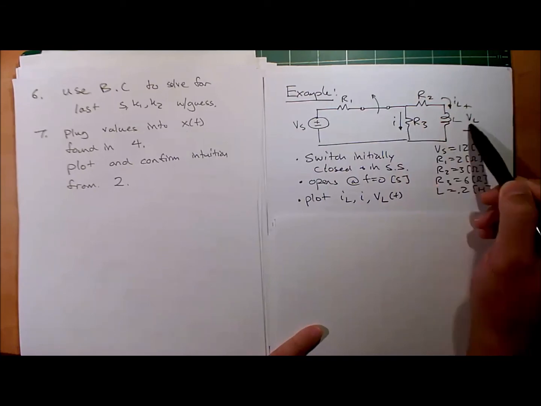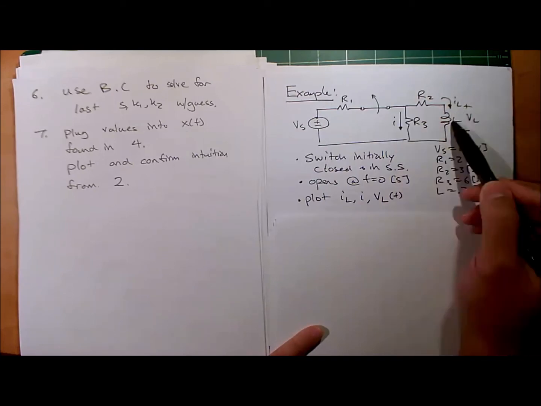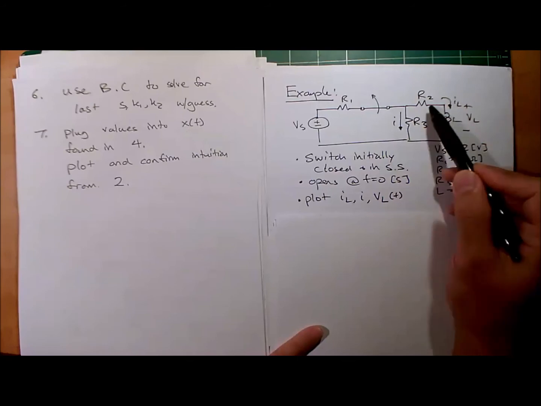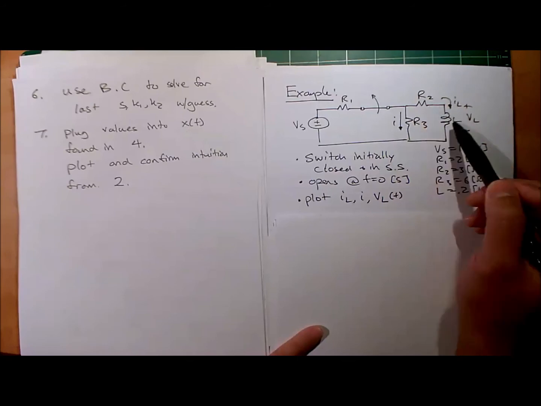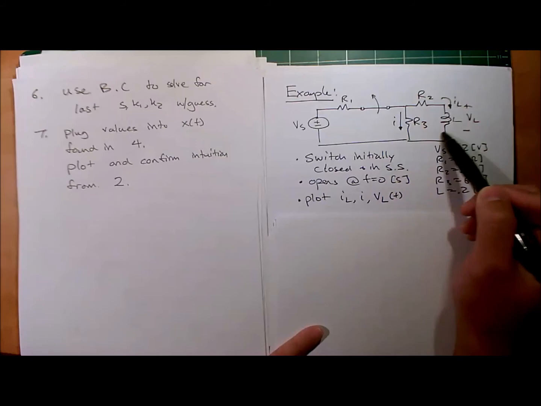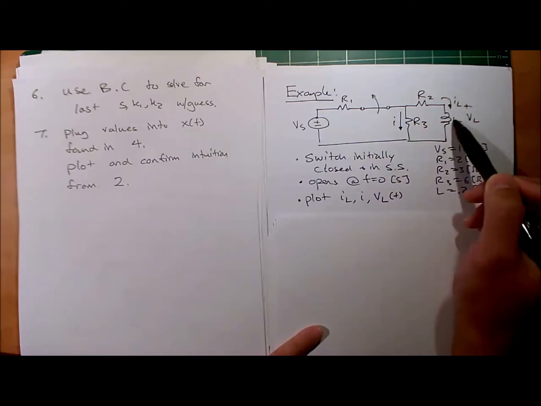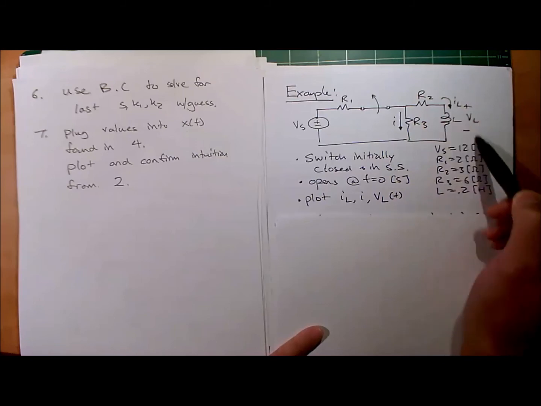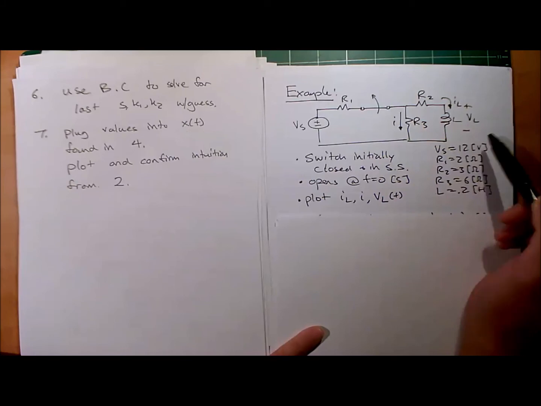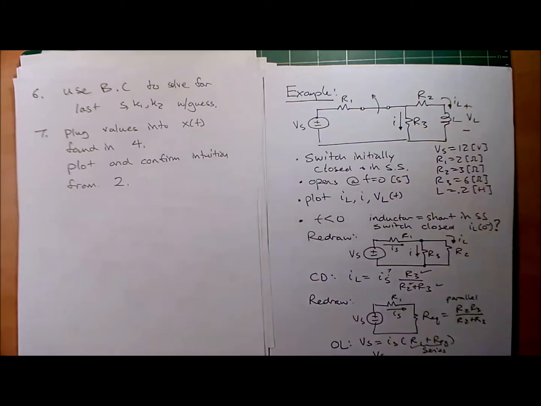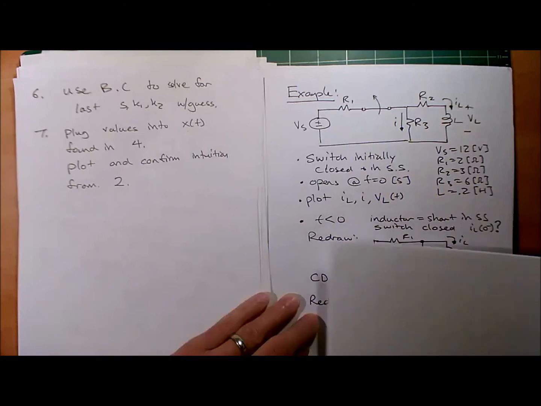What's VL going to do? Well, initially VL is 0, and then the second that, boom, this switch opens, this is acting like a battery with the positive polarity here sending current this way. So you're going to see VL spike to a negative number and decay. And let's see if we can do some analysis to figure all this out.